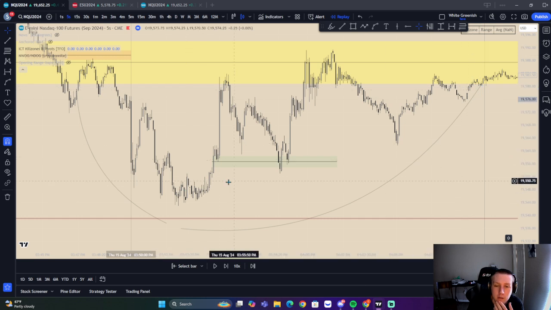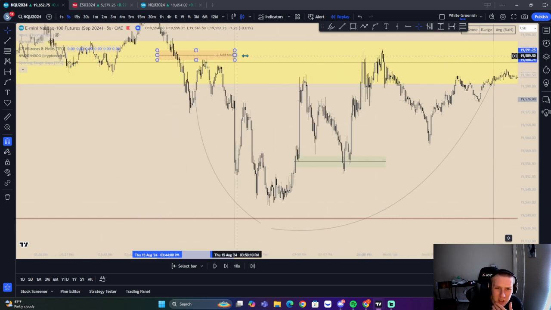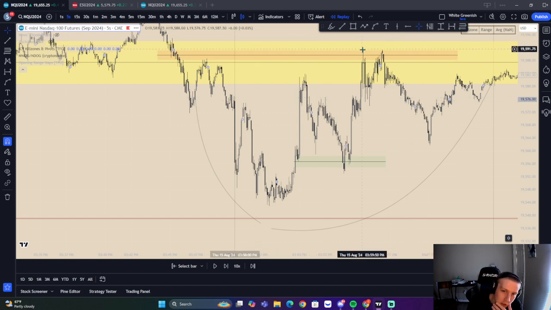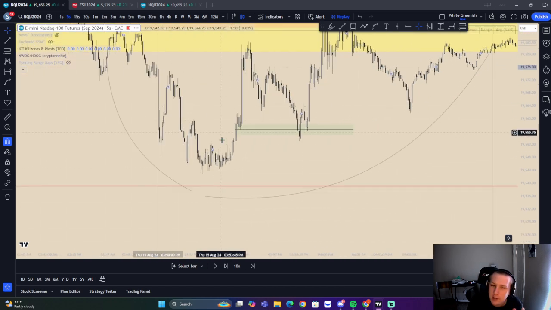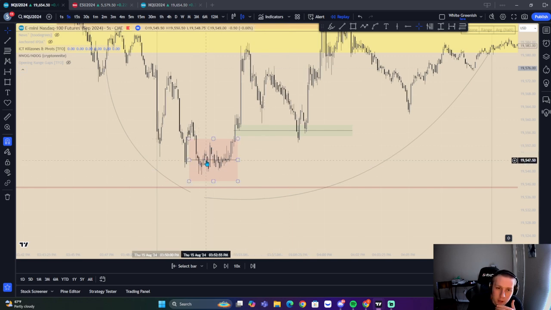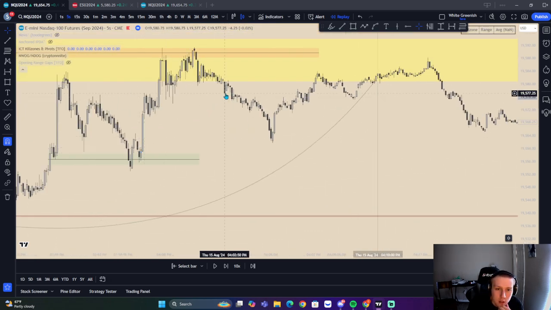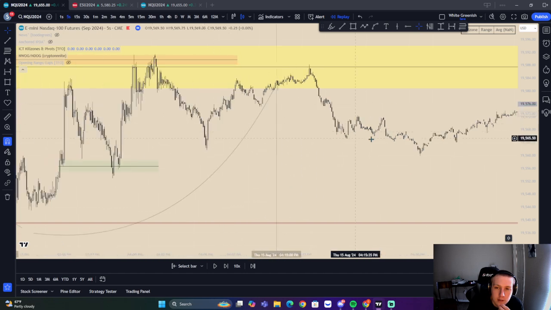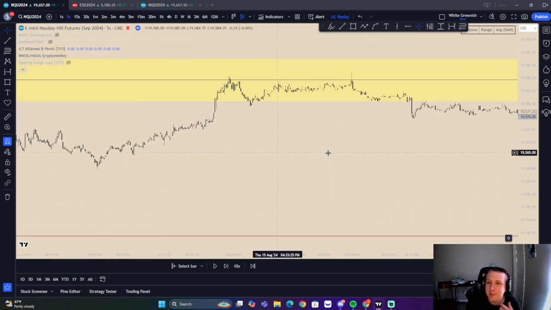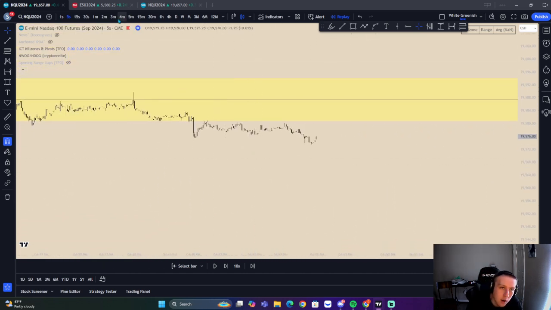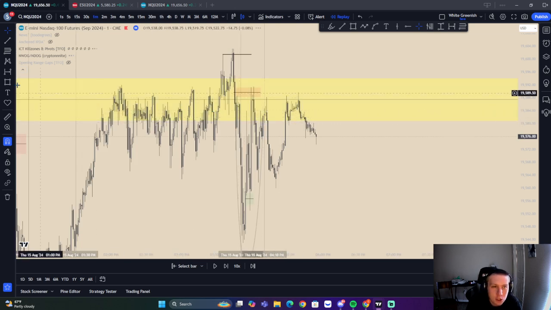What do we have? Sell side of the curve, buy side of the curve, right to equal highs, right to inefficiency, right to new day opening gap. The only thing I don't like about this macro here is these lows here. So I wouldn't really look to trade this, to be honest. But the theory's there. What also is there? Fair value gap.